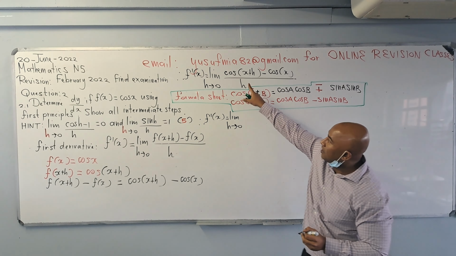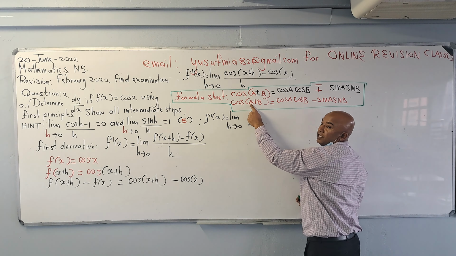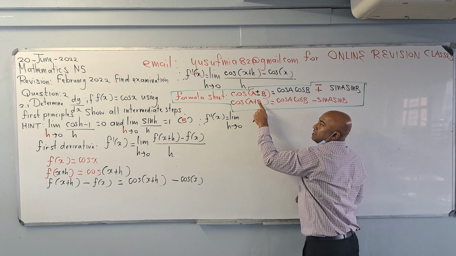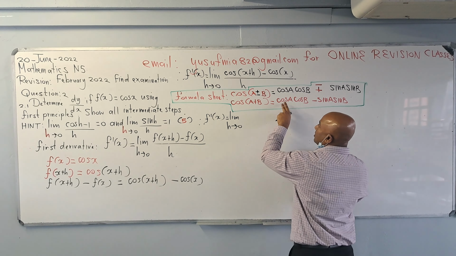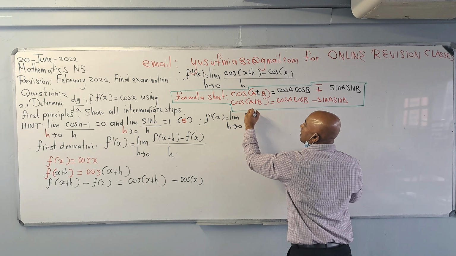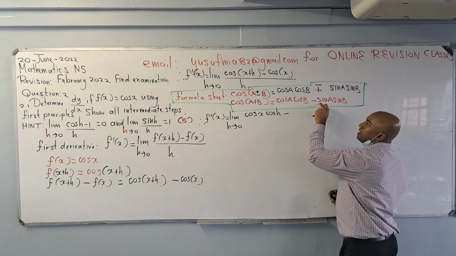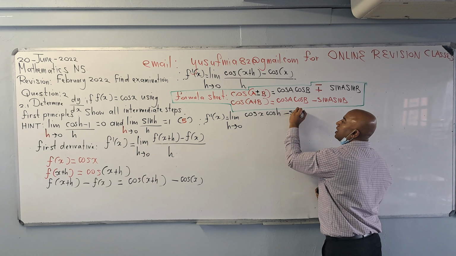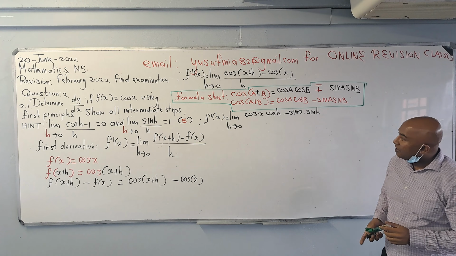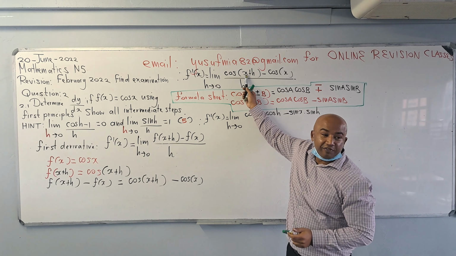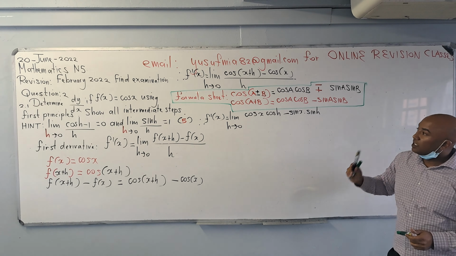So I'm going to expand now cos of x plus h. So here, x is A and h is B. You're clear with that? So now that's going to be cos A cos B, so that's going to be cos x cos h, minus sine A sine B, minus sine x sine h. So what just happened there is that we have expanded cos of x plus h, which is cos x cos h minus sine x sine h.